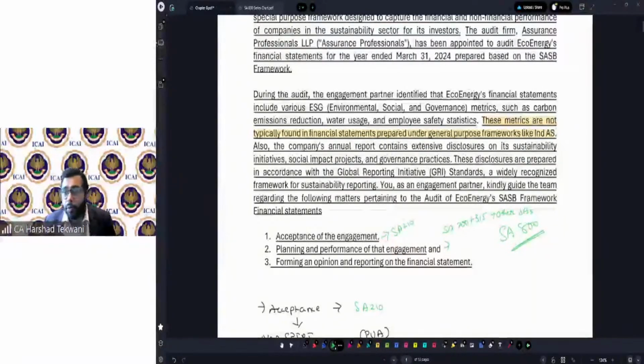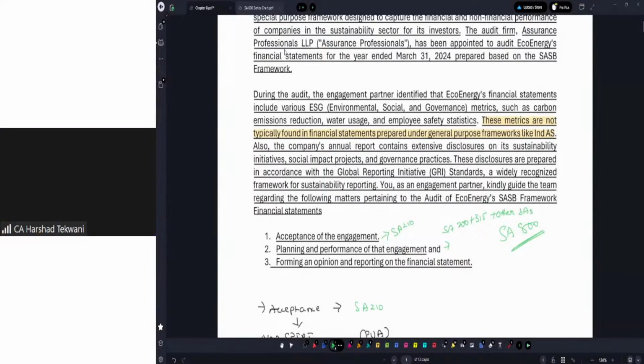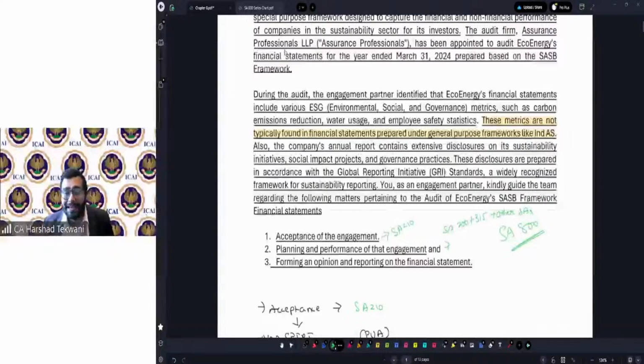Come on, guys. What is the requirement regarding forming an opinion and reporting on the financial statement as per SA 800 series? SA 800, sorry, what does SA 800 say about forming an opinion? Not series, just SA 800. So what does SA 800 say about forming an opinion?